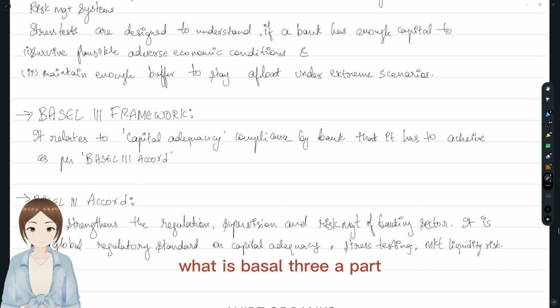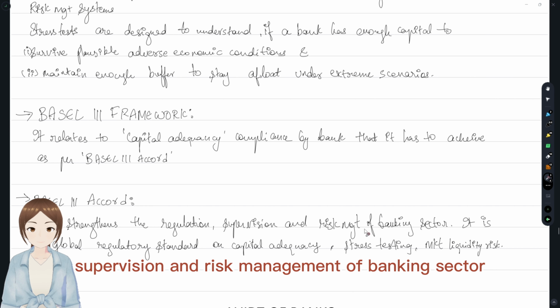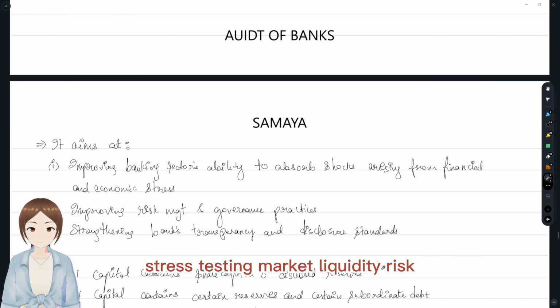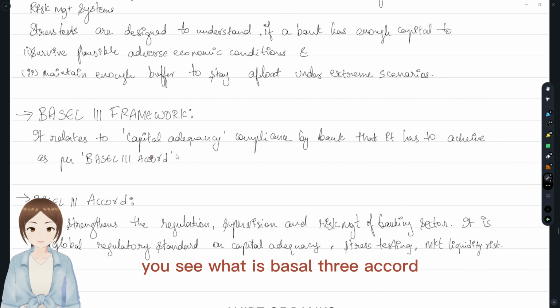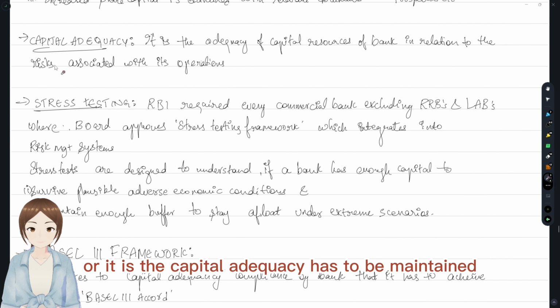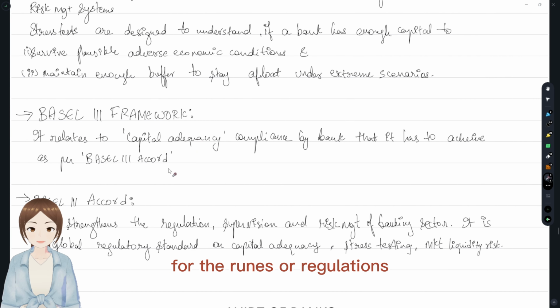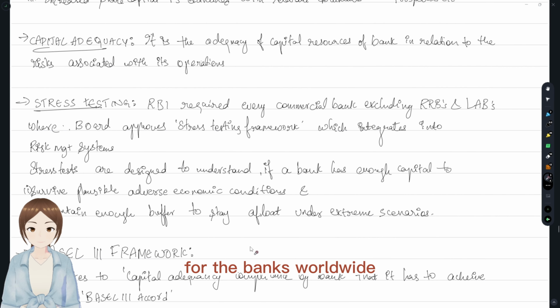What is the Basel III Accord? It strengthens the regulation, supervision, and risk management of the banking sector. It is a global regulatory standard on capital adequacy, stress testing, and market liquidity risk. The capital adequacy has to be maintained as per the Basel III Accord. It's mostly like an act of rules and regulations to maintain capital adequacy for banks worldwide.